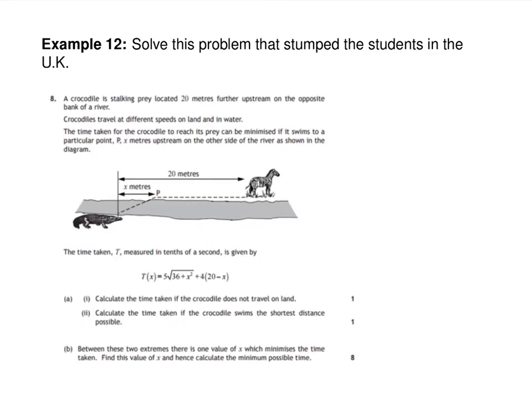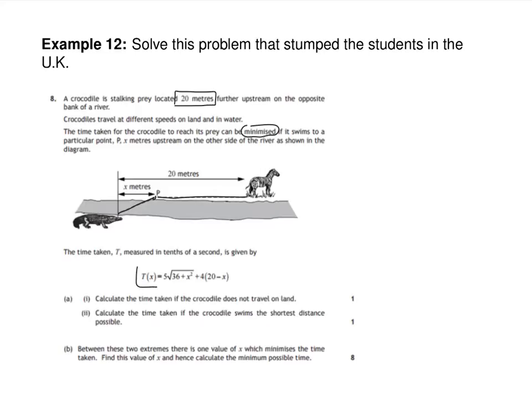Okay, so last question. This was on the BBC's website, and I thought it was fun because it was calculus, and all these students in the UK were stumped by this question. That's basic calculus 1. And it has a crocodile and a zebra, so it's kind of cute. You have a crocodile stalking its prey, located 20 meters further upstream on the opposite bank of the river. The time for the crocodile to reach its prey can be minimized. Oh, look at that, it has an S in minimized, it's so cute. It swims to a point P across the bank and then runs upstream.